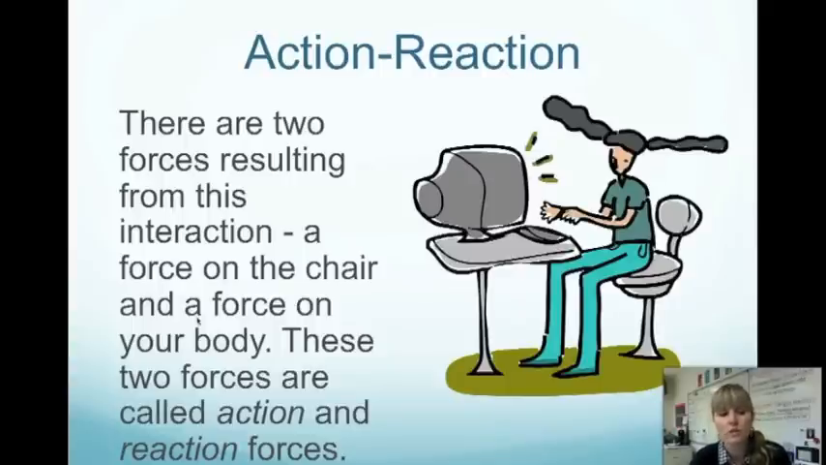There are two forces resulting from this interaction, a force on the chair and a force on your body. These two forces are called action and reaction forces. The action force is you sitting on the chair, and the reaction force is the chair pushing up on your body.